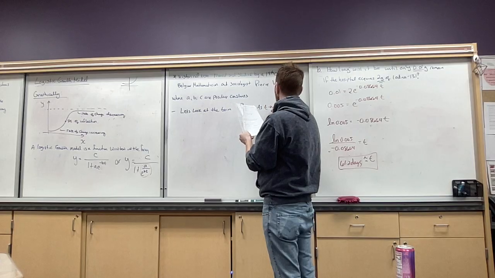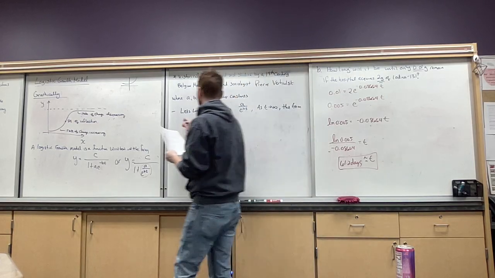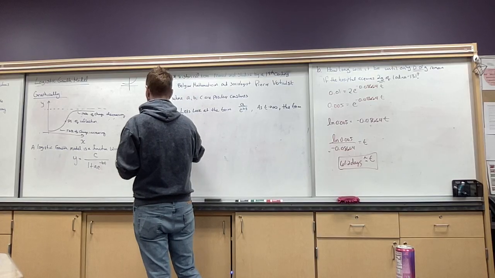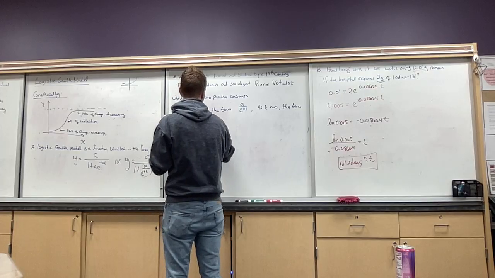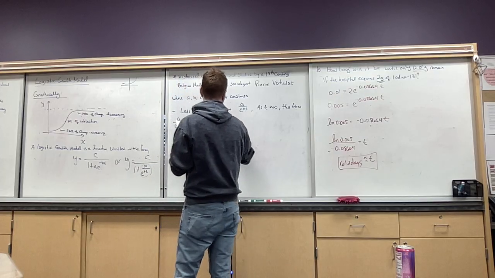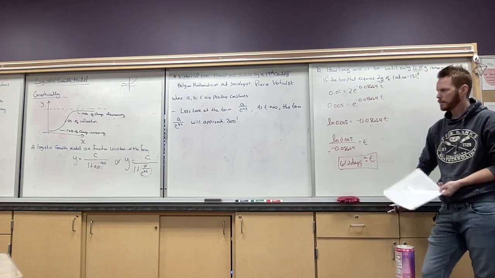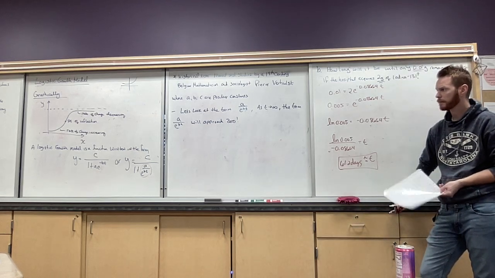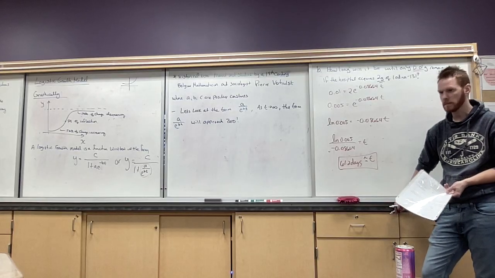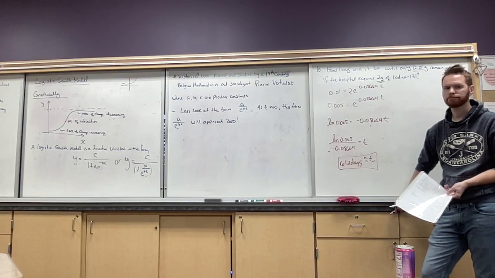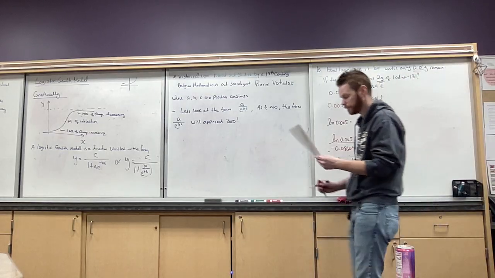As t goes to infinity, the term a over e to the bt will approach 0. Now think about why that's the case. The denominator of that fraction gets bigger and bigger and bigger, right? What if you had 1 over a million? Is that getting closer to 0? Yeah. So that's why it's approaching 0.